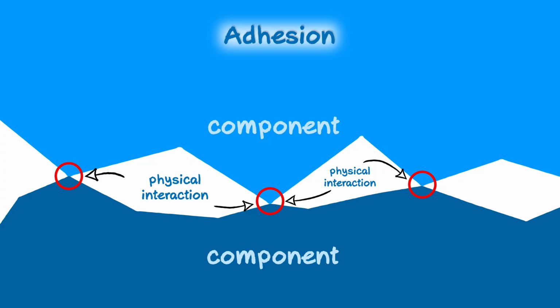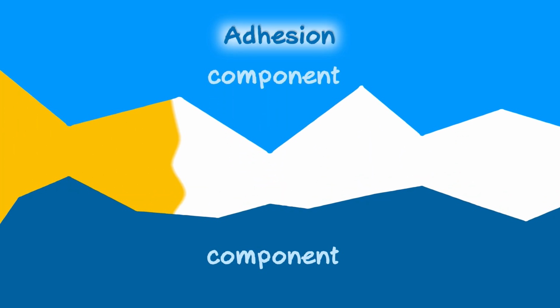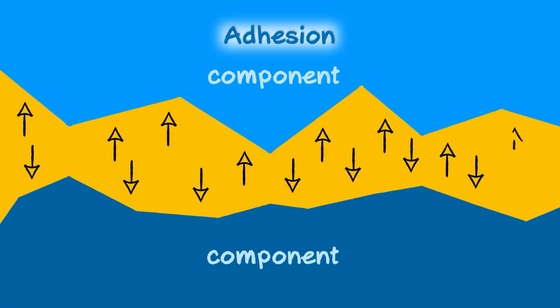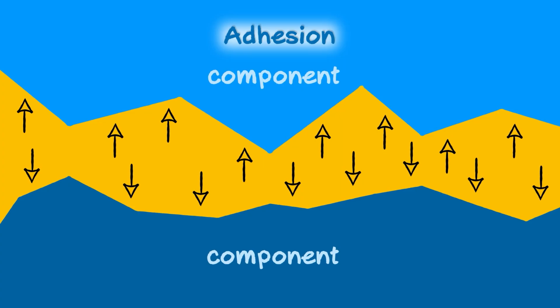Adhesion can be increased, for example, by using adhesive as an adhesion promoter. In this case, the polymer chains of the adhesive settle into the cavities between the joined parts, thereby establishing a physical interaction.